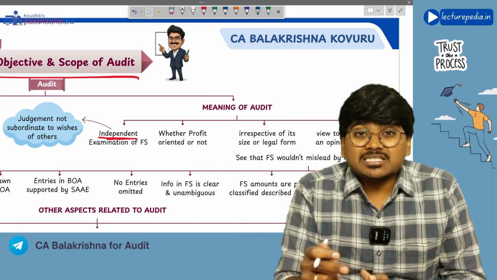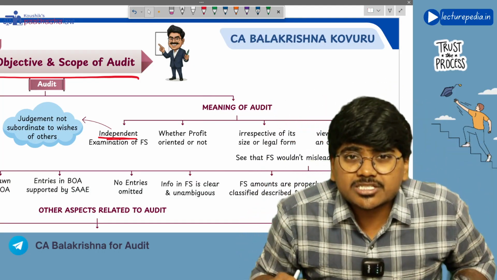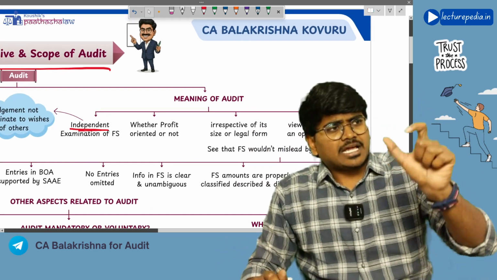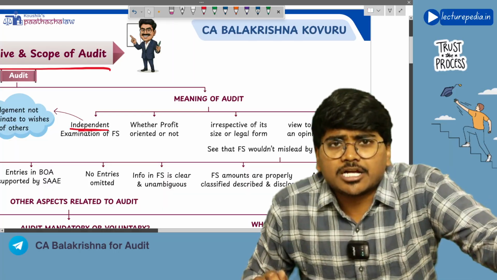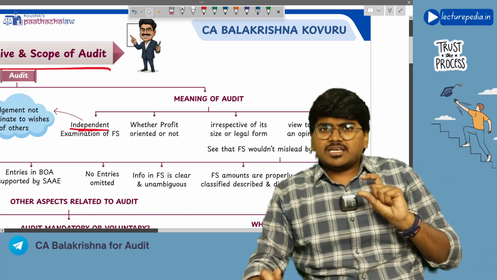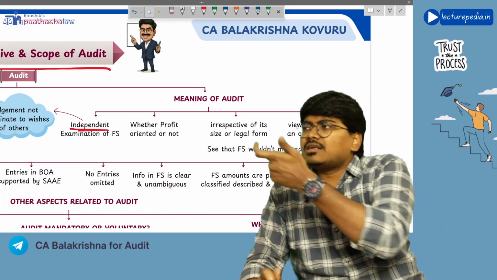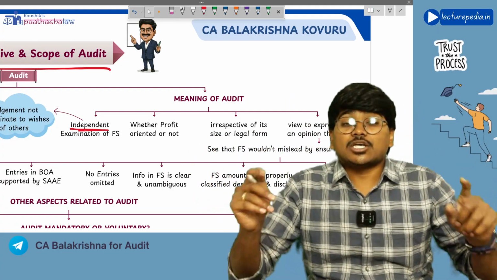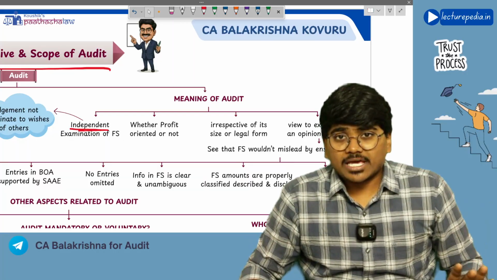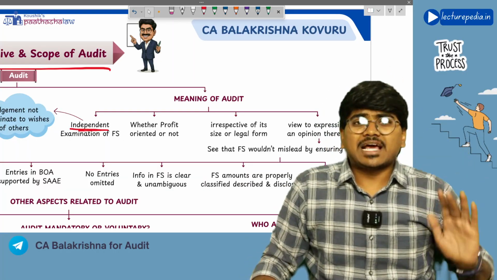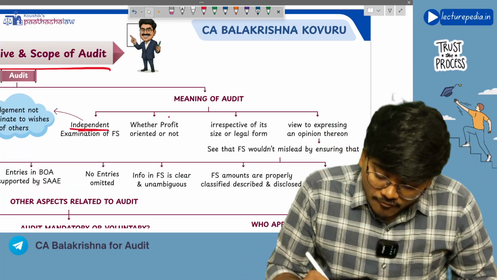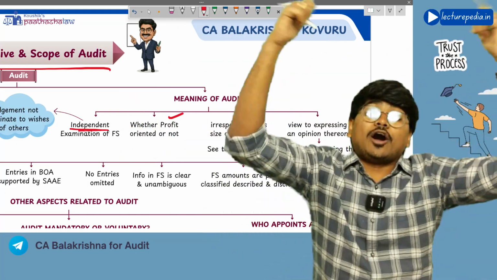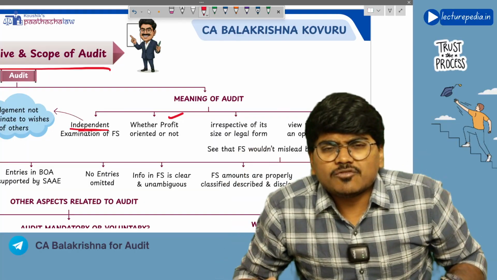So audit means independent examination of financial statements. Now, whether the entity is a profit oriented entity, that is a business entity, or a non-profit oriented entity like a charitable entity, in both situations the audit is required. It is not that only for businesses audit has to be done. So whether profit oriented or not, and whether a small entity or a large entity, that is irrespective of size.